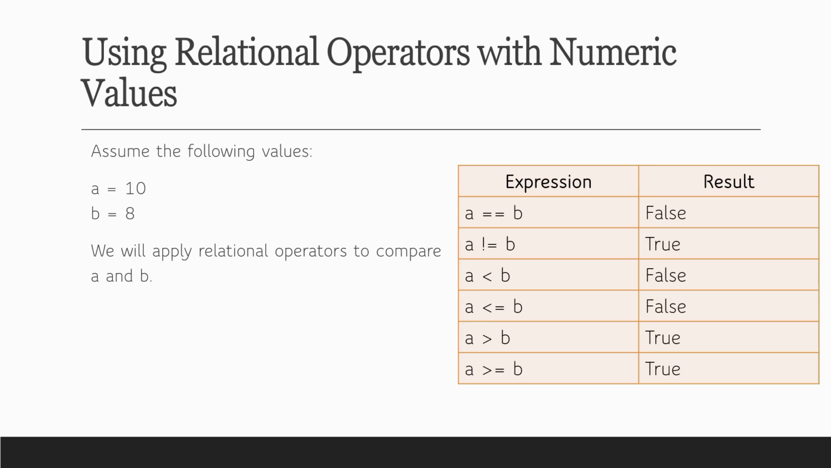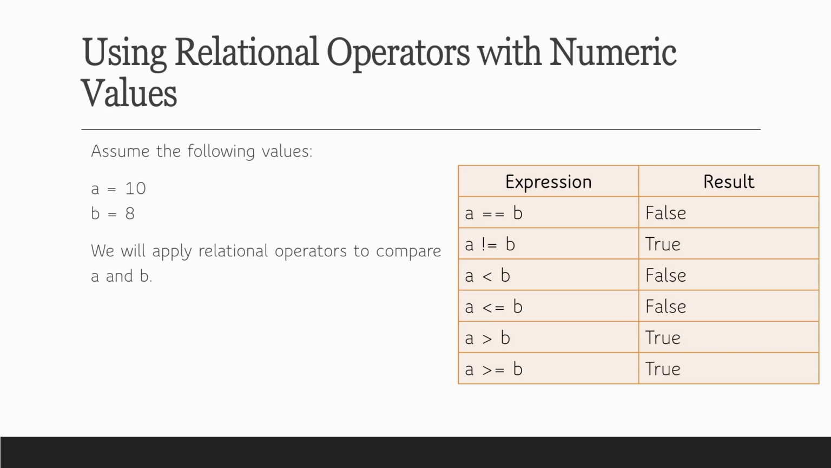8. Next, when we check whether A is not equal to B, the result is true because 10 and 8 are different numbers. When we check whether A is less than B, the result is false because 10 is not smaller than 8. When we check whether A is less than or equal to B, the result is again false because 10 is neither smaller than nor equal to 8.